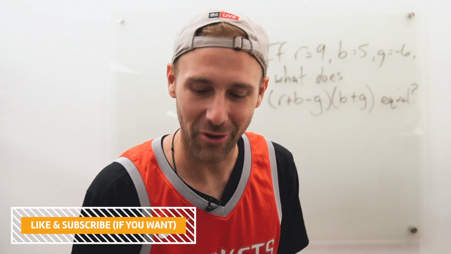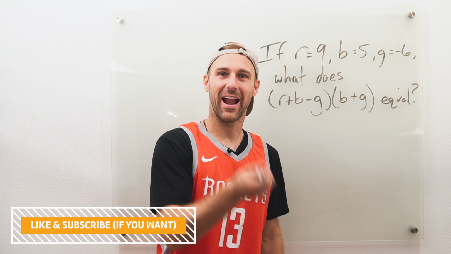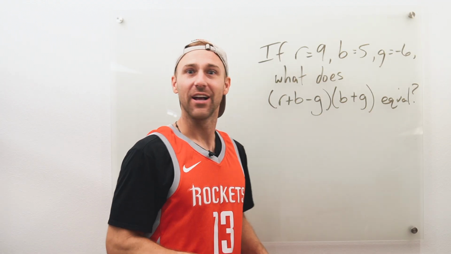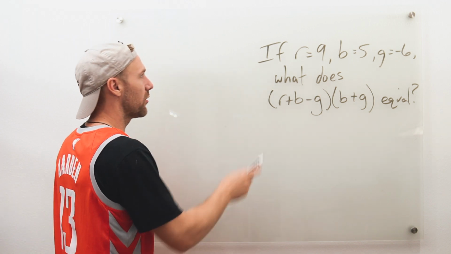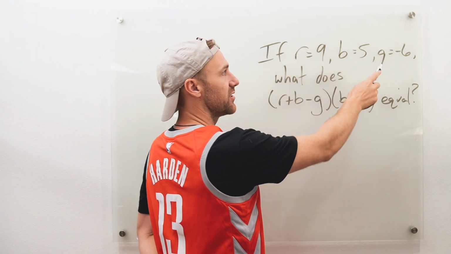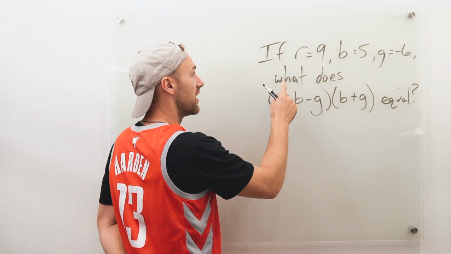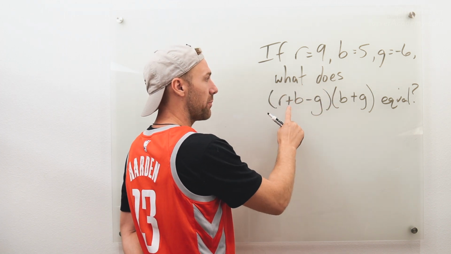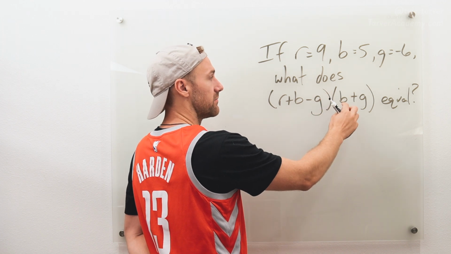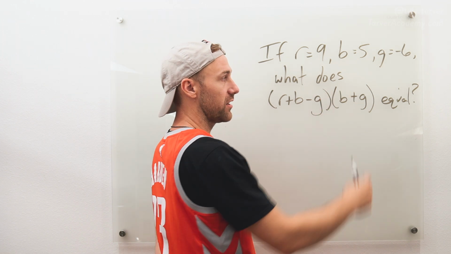It's me, James Harden of the Houston Rockets, and I have got a math problem for you for Tarver Academy. Let's get started. Okay, so the question is, if R equals 9, B equals 5, G equals -6, then what does (R + B - G) times (B + G) equal?